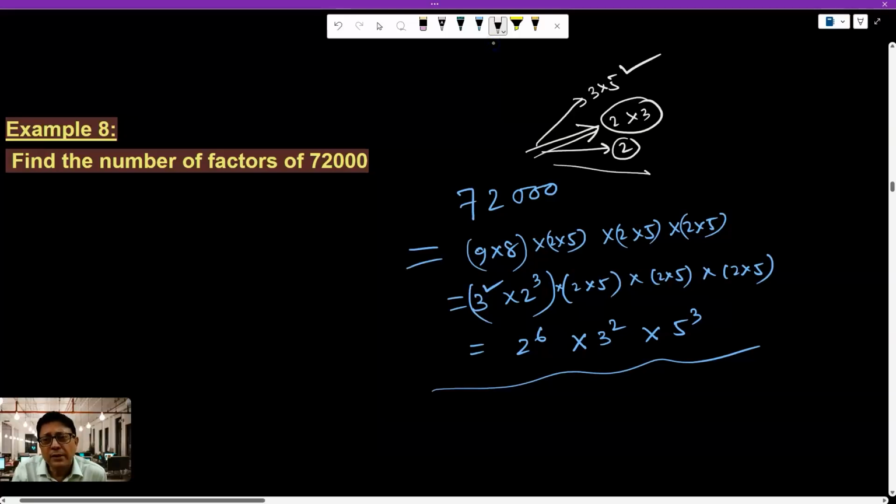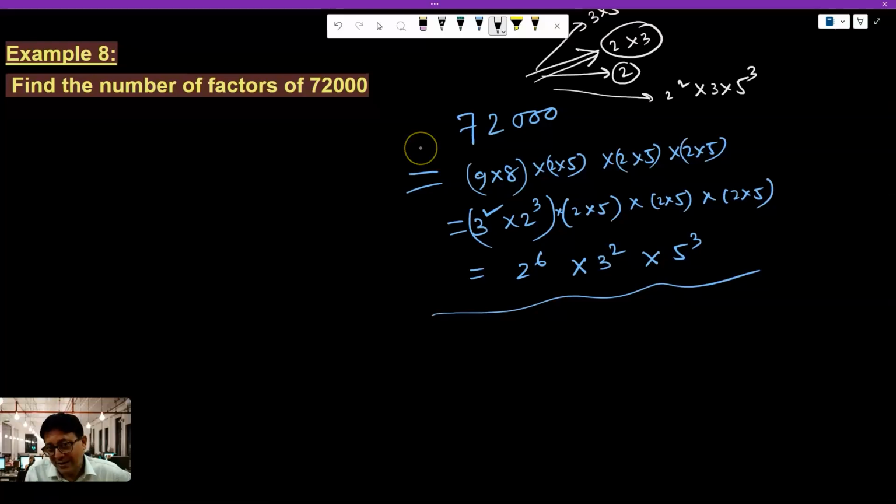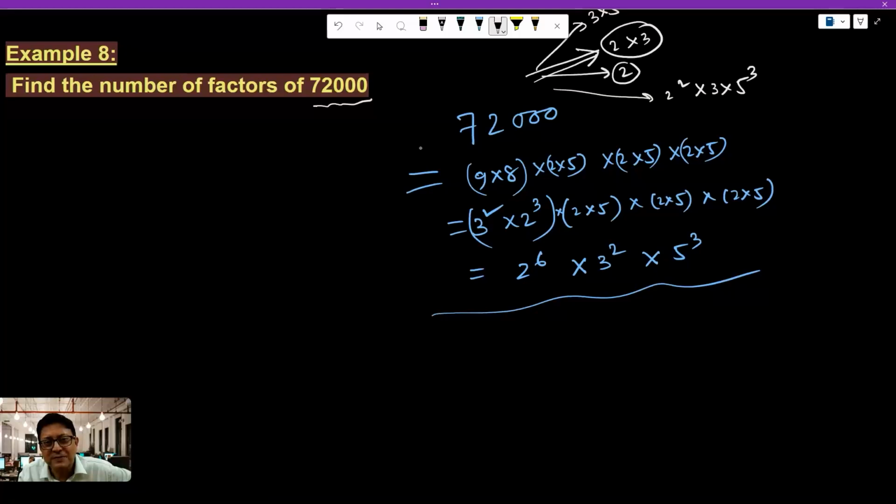And then 2 squared into 3 into 5 cubed is also a factor. Writing combinations in this manner is no joke. It will take a long time, and of course you will make mistakes. Better you go by the fundamental principle of counting, that 72,000 is made of these prime factors.